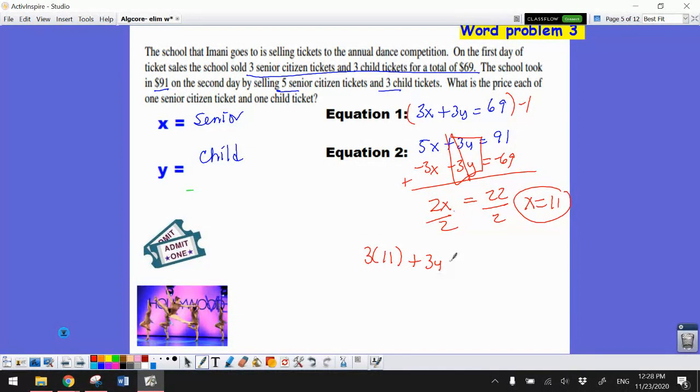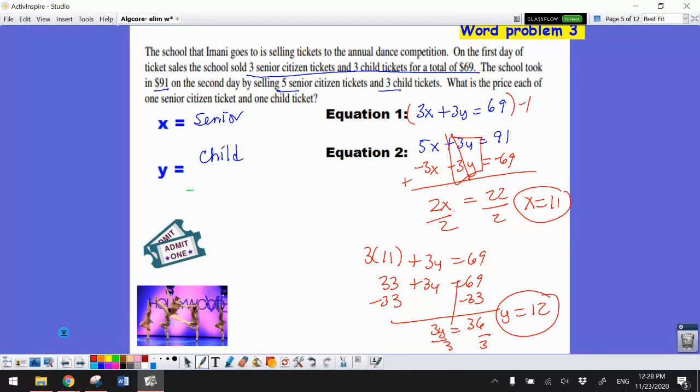3 times 11 is 33. I'm going to subtract 33 from both sides. 3y equals 36. Dividing by 3, y is 12. So my solution is 11, 12.